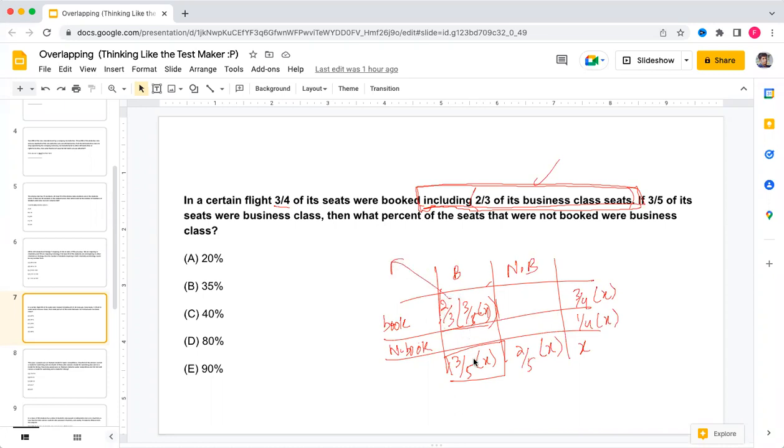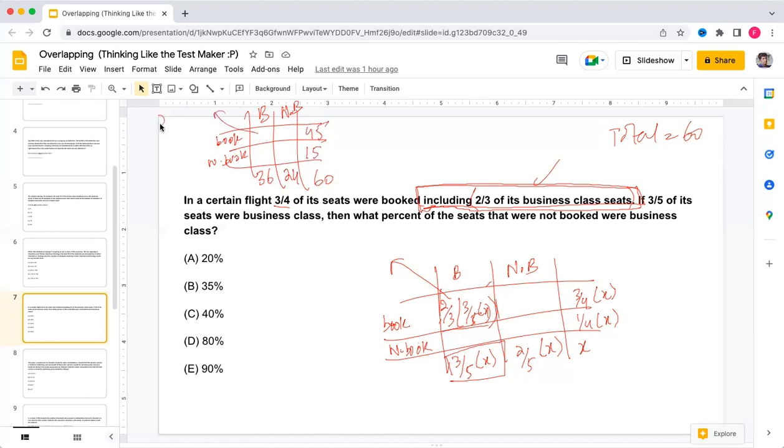This will be 3 by 5x, 2 by 5x. 60. Yes, 60. So if I assume total as 60 and try to solve this, if this is 60, this is business, this is not business, this is booked, and this is not booked. So 3 by 5 of 60 is 36, and this is 24, and 3 by 4 of 60 is equal to 45, and this is equal to 15.